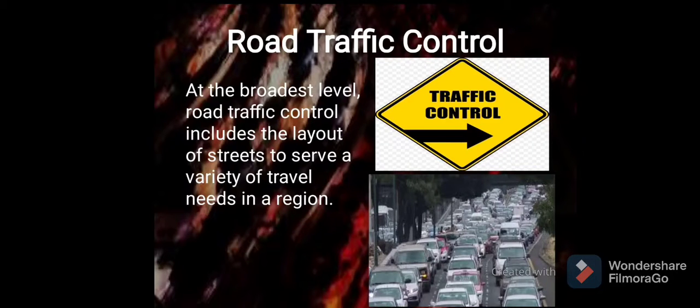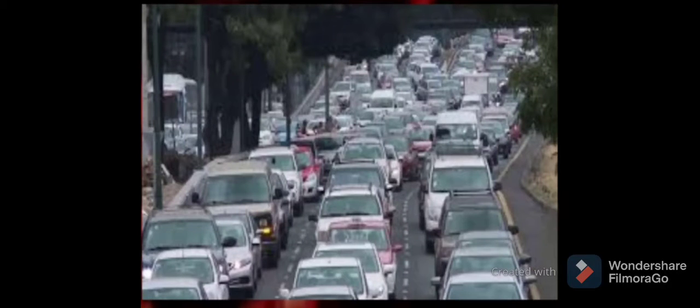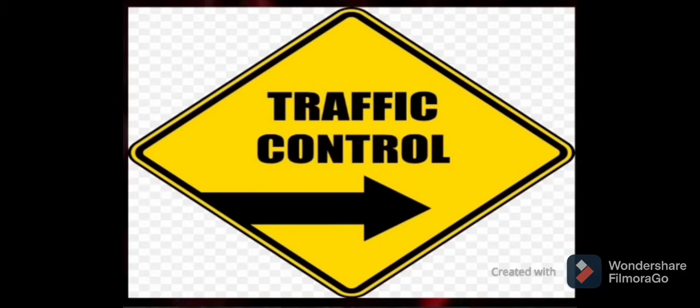Road traffic control. At the broadest level, road traffic control includes the layout of streets to serve a variety of travel needs in a region. So highways or expressways carry through traffic at high speed. Arterial streets carry traffic within and across urban areas. When we say arterial streets, they are designed to carry volumes of motorized traffic, for the benefit of the city as a whole, rather than the communities they pass through. So this traffic control may help. It is not a substitute for adequate provision of transportation supply.